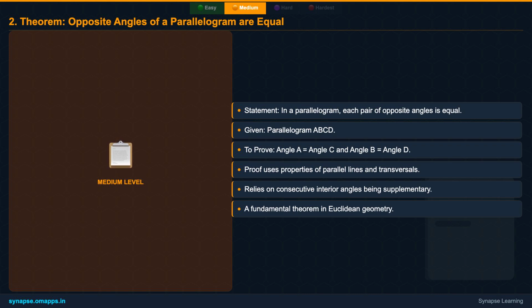Similarly, if we consider AD parallel to BC and DC as the transversal, then angle D and angle C are also consecutive interior angles, summing to 180 degrees. Since both angle B plus angle C and angle D plus angle C equal 180 degrees, it logically follows that angle B must be equal to angle D. A similar approach helps us prove that angle A equals angle C.